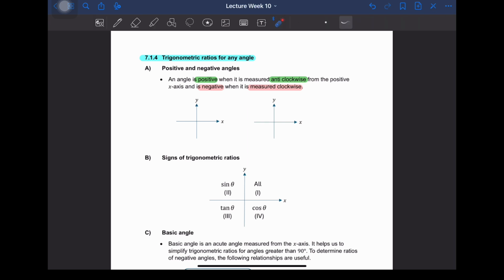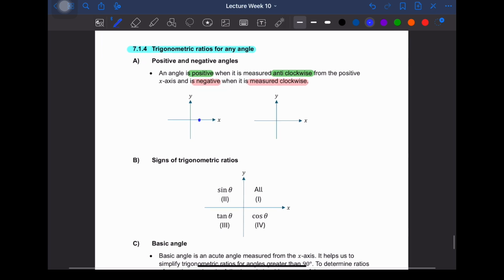Okay, so look at the first axis over here. So for positive, we measure it anti-clockwise. So we start from this positive region of x. Okay, so over here is for the positive region of x, and then we bring it anti-clockwise, means that it's going upward over here. Okay, and then keep going until it reaches back at this. Okay, so this is how you read a positive angle, right?